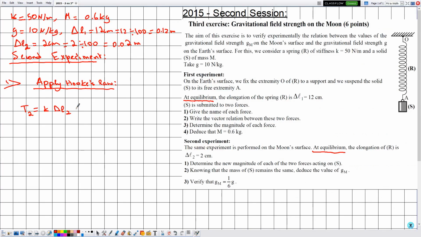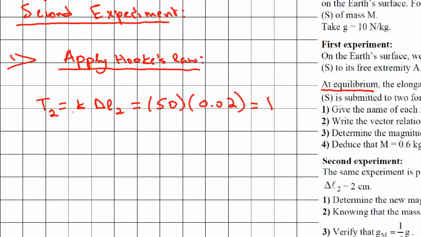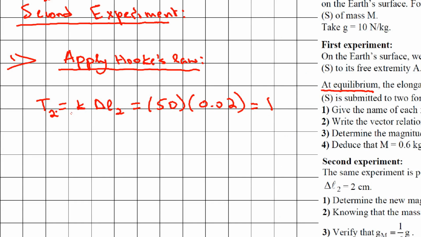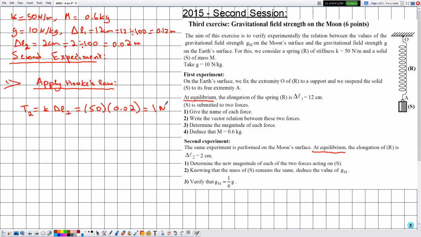Now the value of the stiffness didn't change because this is a property related to the spring and it doesn't change from planet to planet. Now the value of K is given by 50 and the value of delta L2 is given by 0.02. Plugging this on the calculator, it will give me 1. Since everything is in the SI, K and delta L, the value of T2 will be in the SI, which is in newtons. Then T2 is equal to 1 newton.